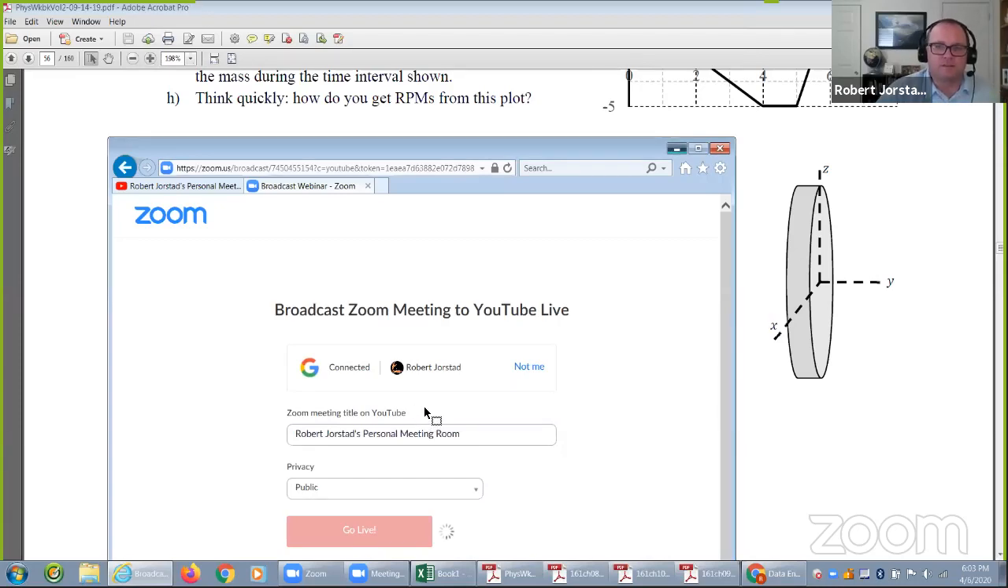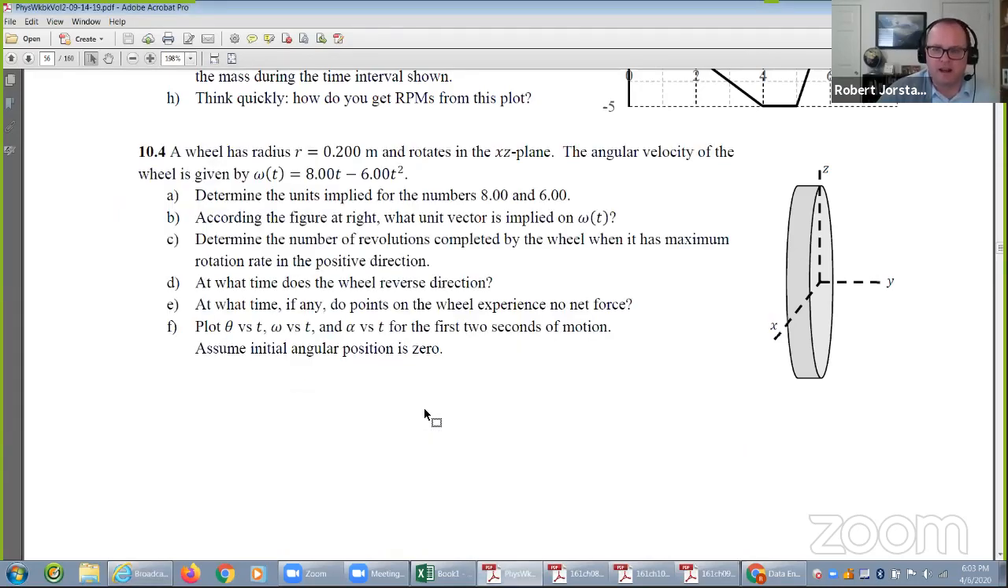All right, so we're doing angular kinematics again, and right now I'm looking at question 10.4. So we've got a wheel, it tells us the radius, it's rotating in the XZ plane. Ooh, this is kind of spicy. Let's enjoy this for what it is.